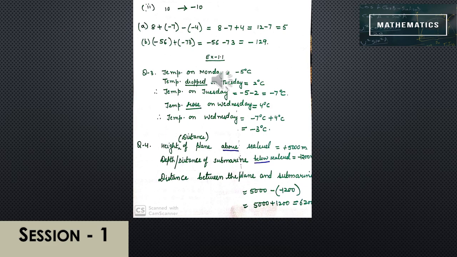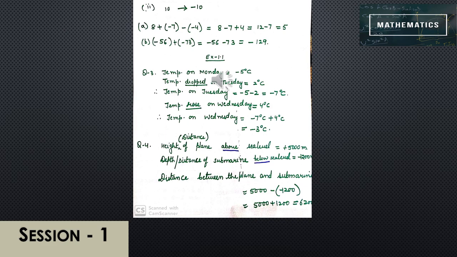They are asking what is the total distance between the plane and the submarine. So the greater distance is 5000 meters. We will subtract 1200 meters from 5000.